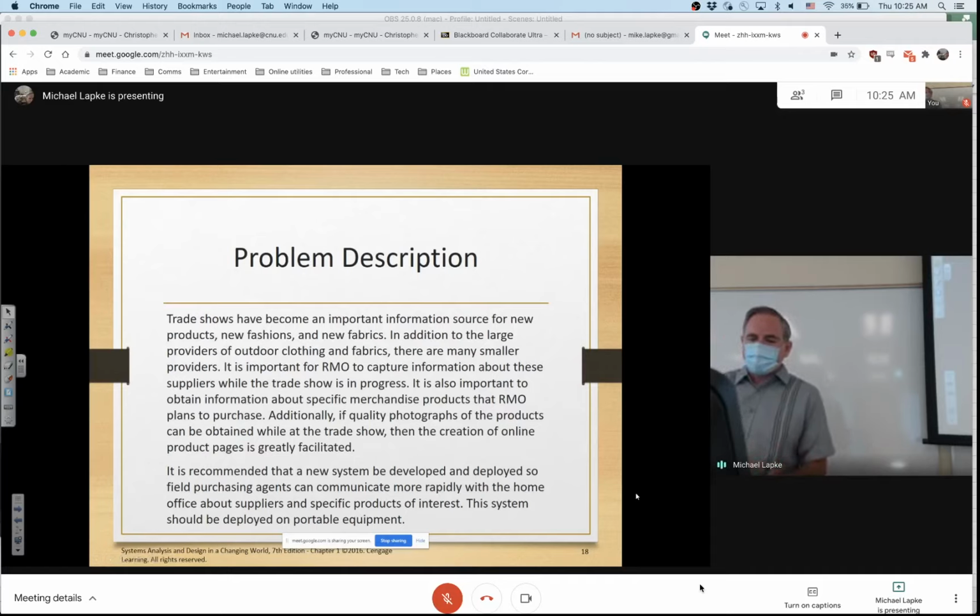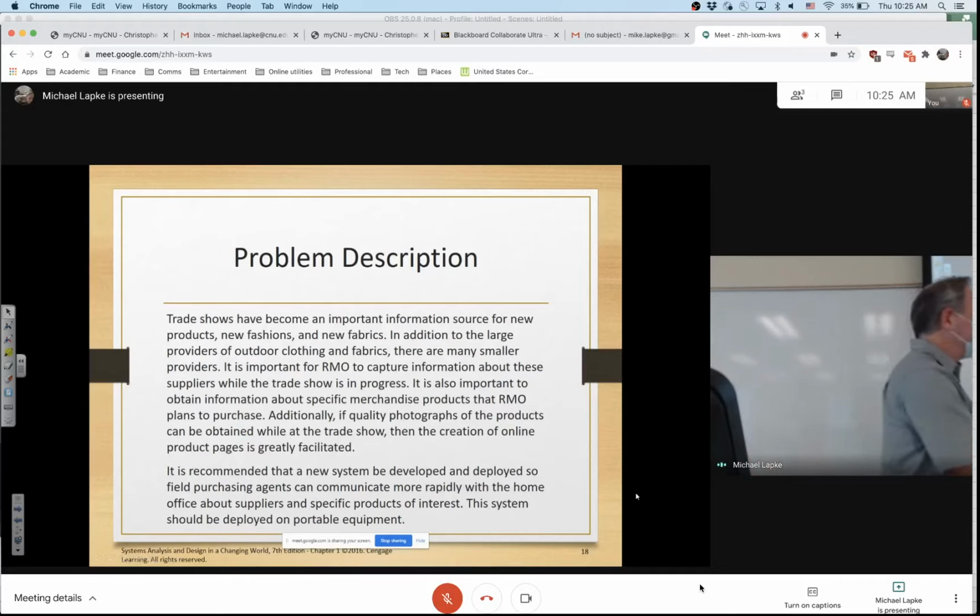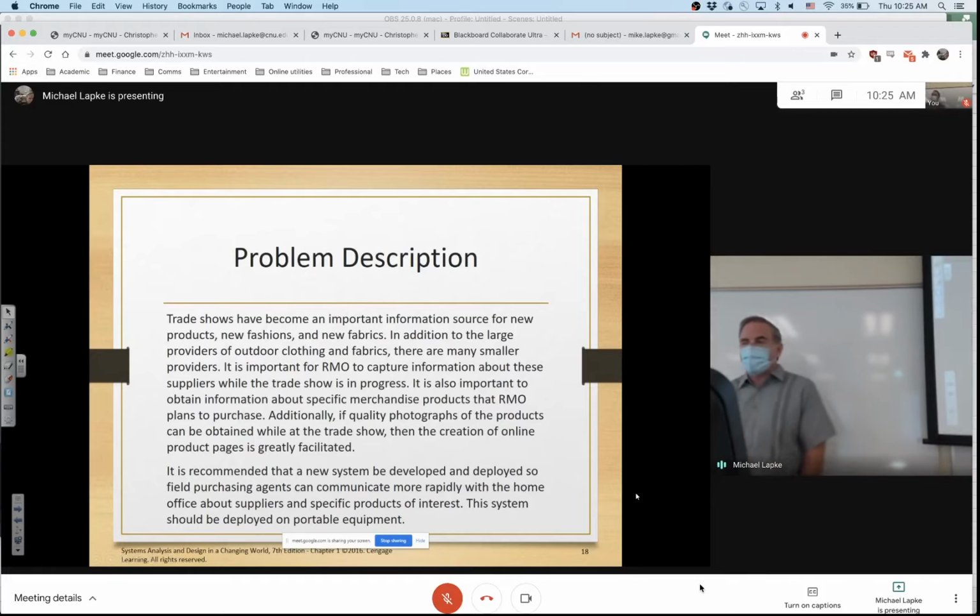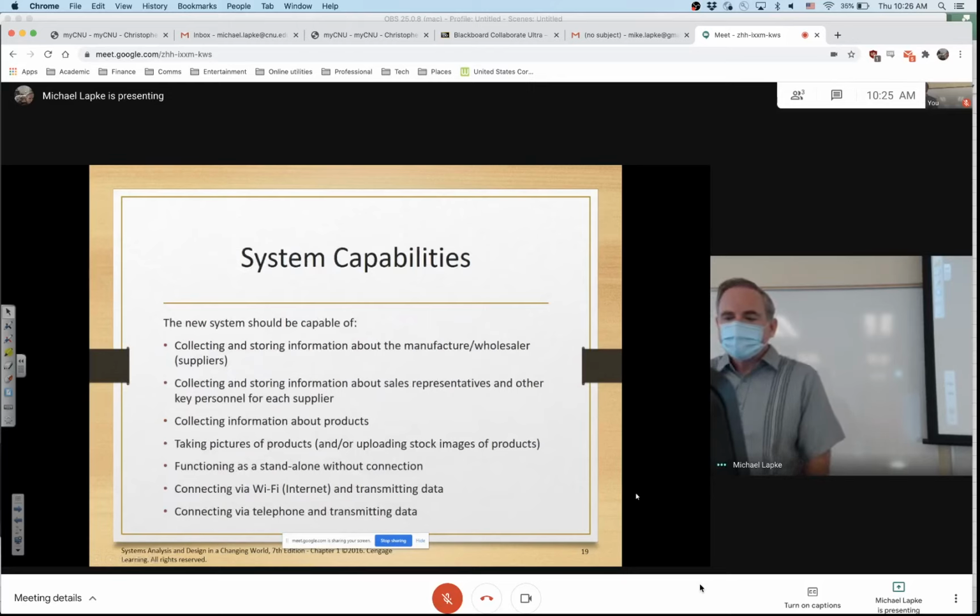Field agents can communicate more rapidly with the home office about suppliers. That's pretty important. So that sentence is showing a process. They want to get all of the data while they're at the trade show, and they want to make sure that people back home at the home office are aware of it in a timely manner, so they can make quick decisions as to what type of business they want to get involved in. So that describes what we're doing, and this is really going to inform you as a systems analyst as to how to move forward. You start to break that down a little bit.